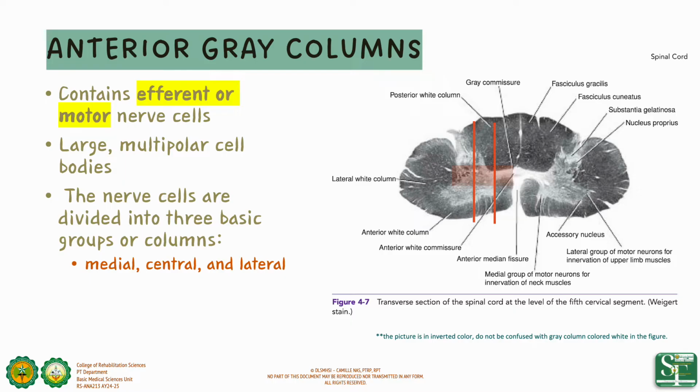Okay? So aside from that, this also has large multipolar cell bodies because mga motor nerve cells to, no. Mas malalaki kasi ang nerve cells ng motor. Okay, the nerve cells are divided into three basic groups or columns. You have the medial, central, and lateral. Okay, but ang mas kailangan natin tandaan is yung somatotopic organization ng spinal cord. But the medial group, this is present in most segments of the spinal cord, and this one is responsible for innervating the skeletal muscles of the neck and the trunk.